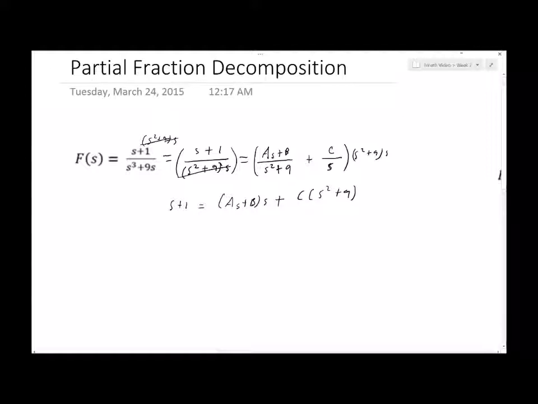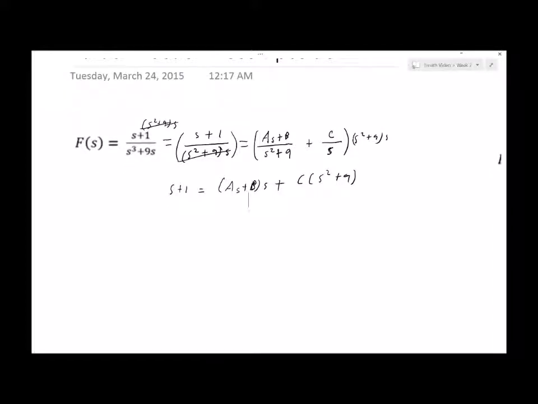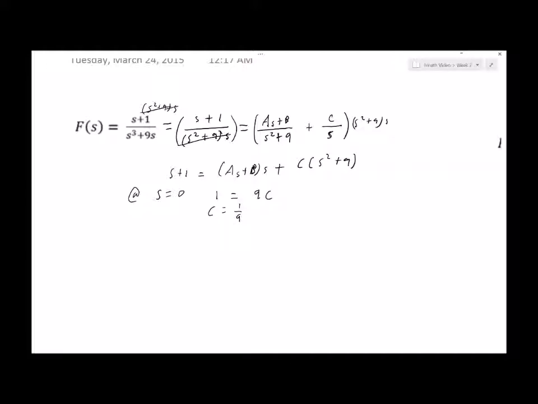Now we can use a thing called killer x's to find one of them. Killer x's pretty much means we plug in a number for s. So let's say at s equals 0, this term is going to go away, because 0 times anything is 0. So we're left with 1 equals 9c, or c equals 1/9. Now we can't do that for a or b, because the s squared will never be negative.